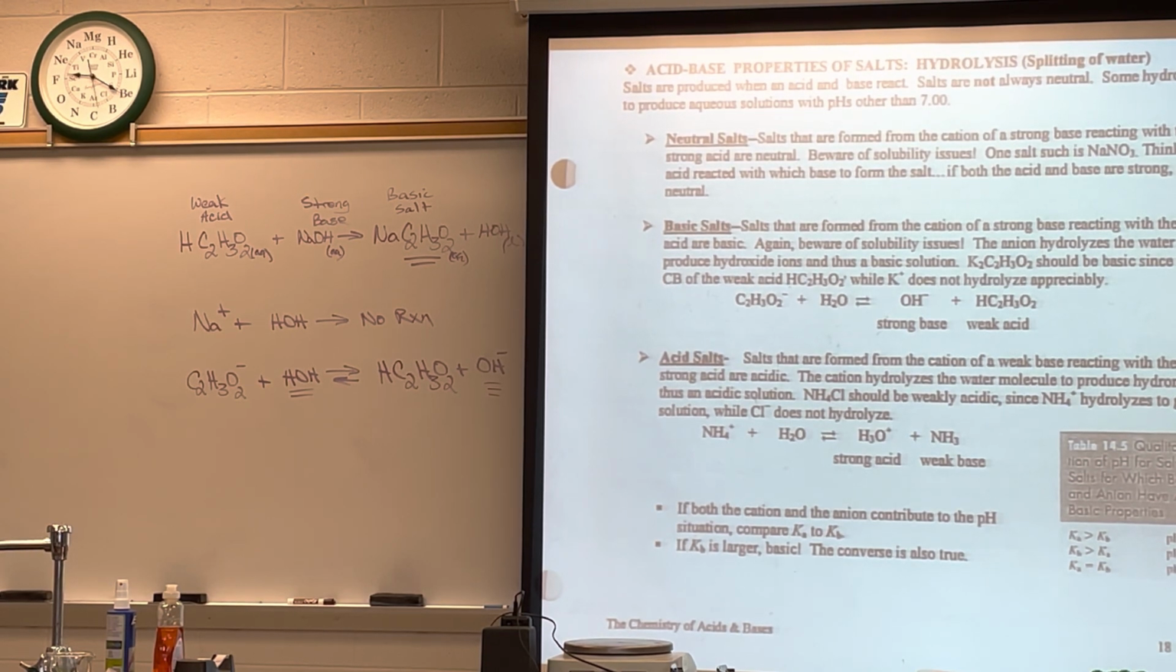Strong acid, weak base, acidic salt. Strong and strong just makes neutral. And we're not going to worry about weak and weak, because then you have to compare Kas and Kbs, and we just won't have to go there.